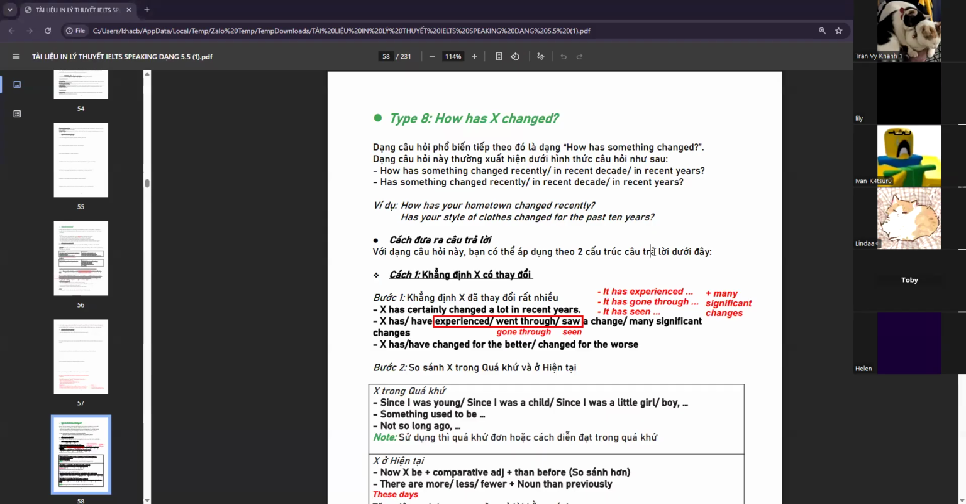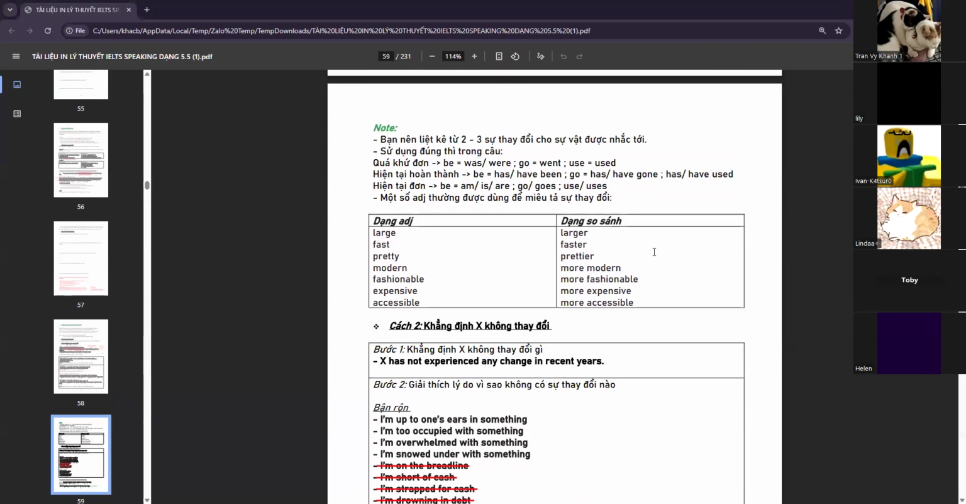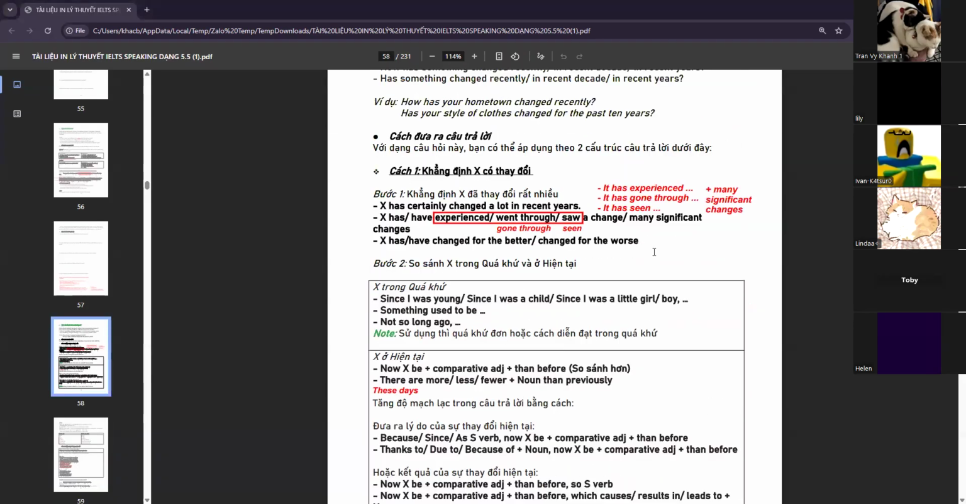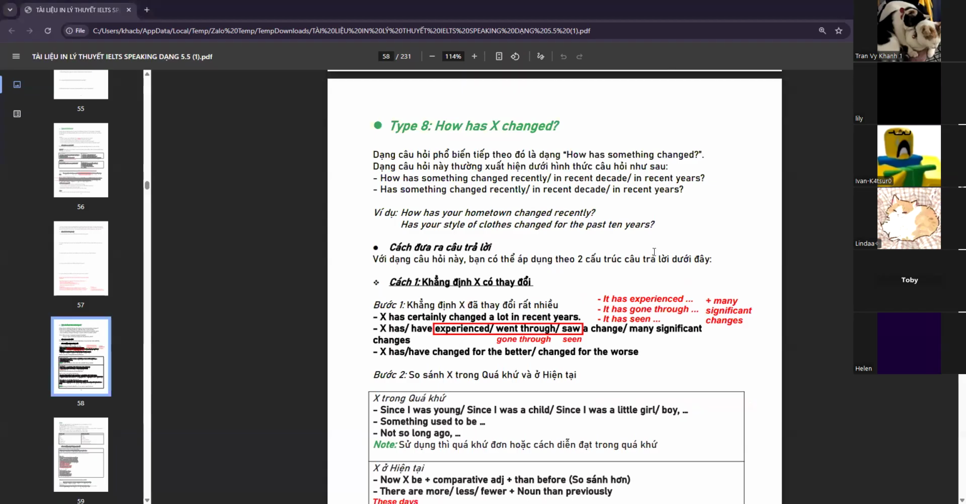You can either say that X has changed or X has not changed. For example, X has changed a lot in recent years. Or you could say that no, X hasn't changed a lot. We have a lot of good words that you could use, for example experience, gone through, seen, etc. And significant changes is also a really good one. I would use that.